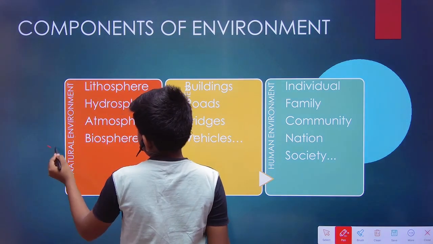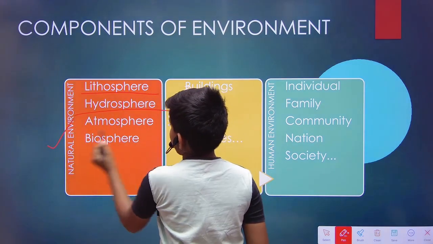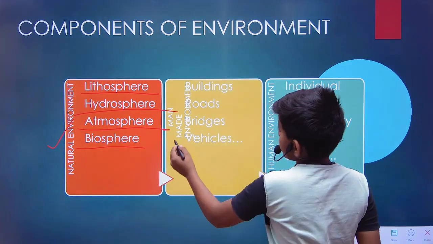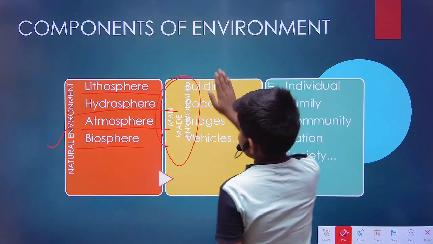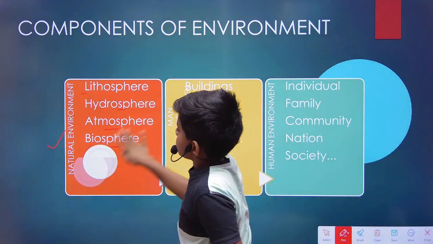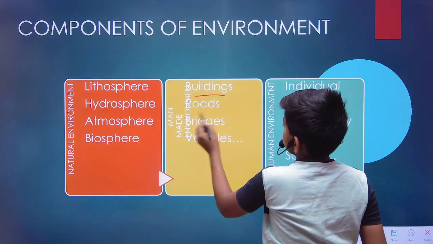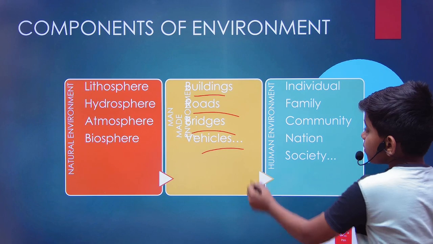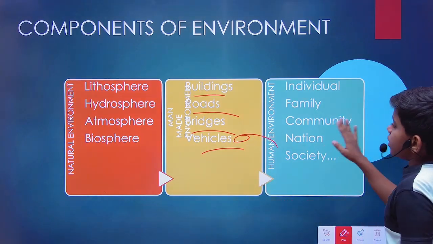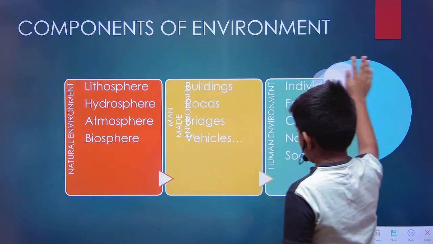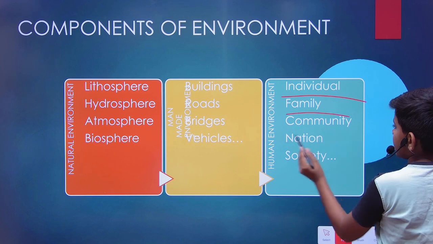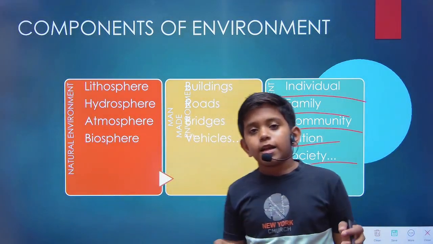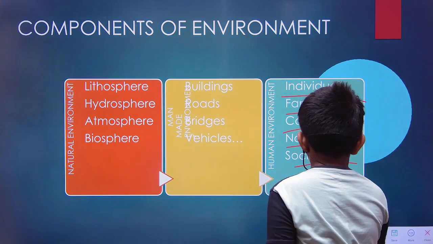Natural environment. Lithosphere, hydrosphere, atmosphere and biosphere are the four types of natural environment. Second, human-made environment. In this human-made environment, buildings, roads, bridges, vehicles are the four types of human-made environment. And there are many more. In the individual environment, there are four given: individual, family, community, nation, society, political, economic, etc. There are many types, but here we have discussed only four.